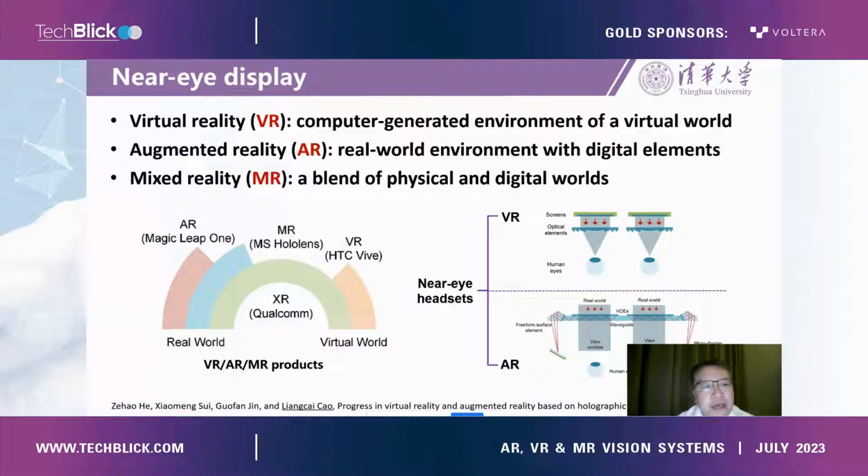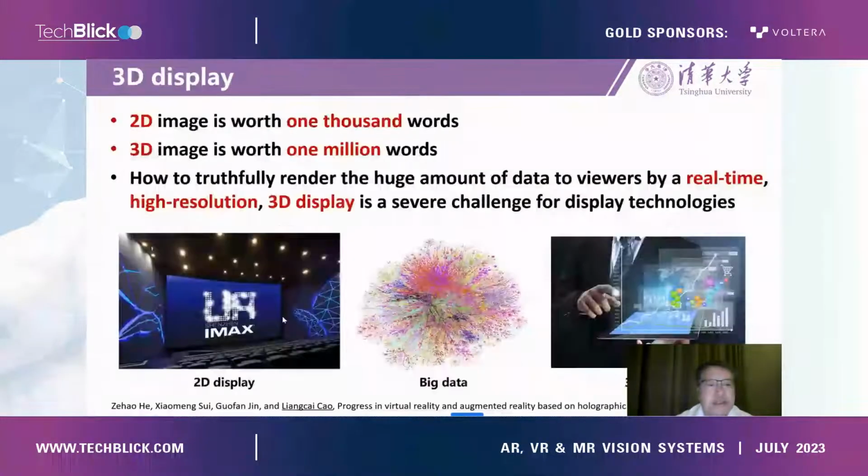And here you can see we have the VR display, the computer generated environment of a virtual world. For the AR display, we have the real world environment with digital elements. So for the VR display, we see the screens here, while for the AR display, we see the real world here. And also we have the mixed reality, a kind of blend of physical and digital worlds. So this is a realm for different types of near eye display. We have the AR, MR, and VR for different applications.